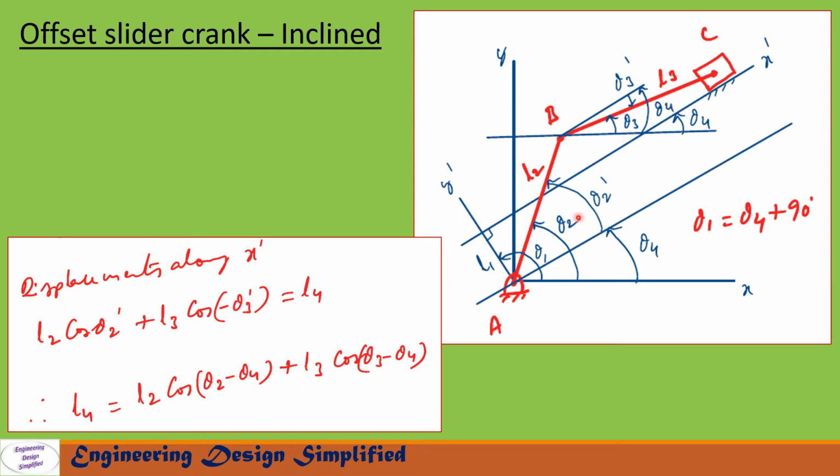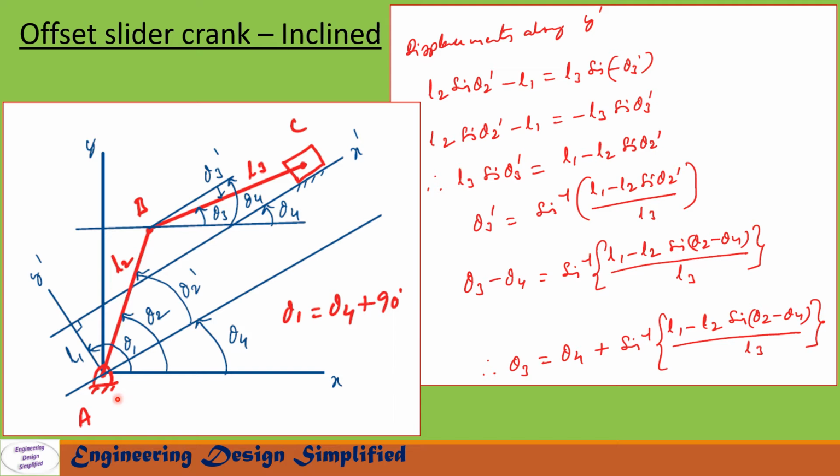So now let us write displacement equations along the x prime axis. The x axis is horizontal and x prime is at an angle theta 4 from horizontal. So along the x prime axis, L2 cos theta 2 prime, that is this length, plus L3 cos minus theta 3 prime, that is from here to here, equals L4, that is from here to here. So L4 equals L2 cos(theta 2 minus theta 4), since theta 2 prime is theta 2 minus theta 4, plus L3 cos(theta 3 minus theta 4), since theta 3 prime is theta 3 minus theta 4.